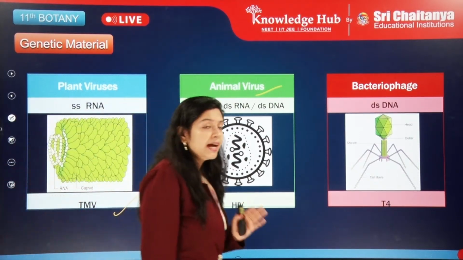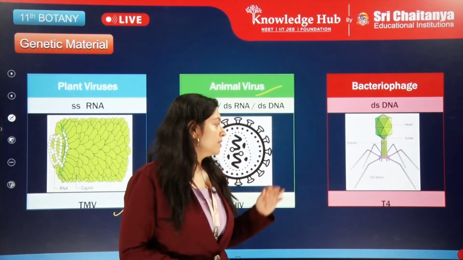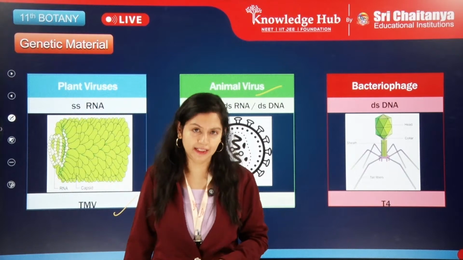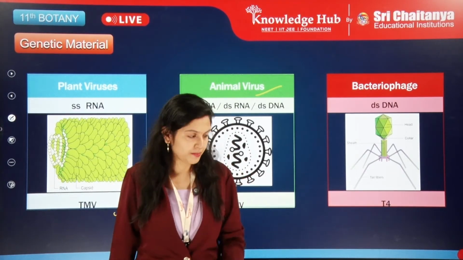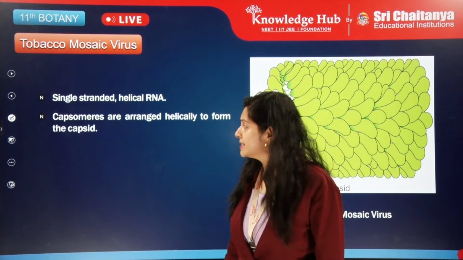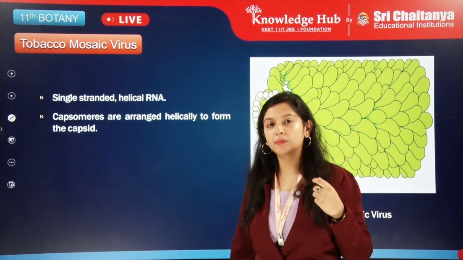Now coming to the bacteriophage. Bacteriophages have double stranded DNA. It is also called T4 phage. Now let's see the other things. Tobacco mosaic virus, we'll study it in a bit more detail.